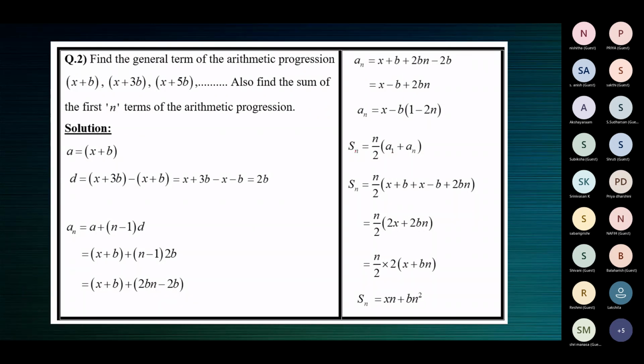Sn means you'll have to find the sum from the first term to the nth term. So the first term is A1 and the last term is An. Sum of the first n terms, Sn is equal to n by 2 of the first term plus the last term. n you cannot replace, n is n. What's the first term? This one is the first term. The first term is x plus b, plus the last term, which we found here. This is the last term.